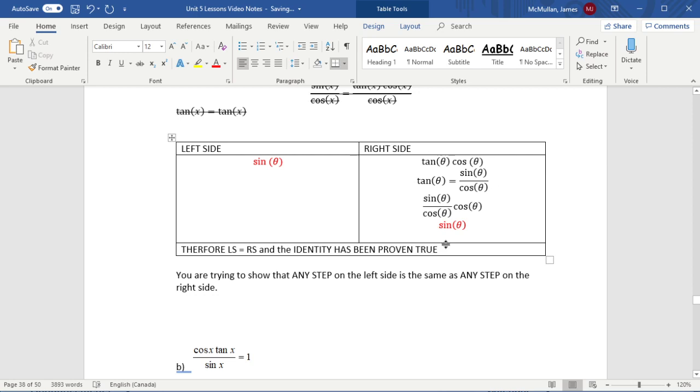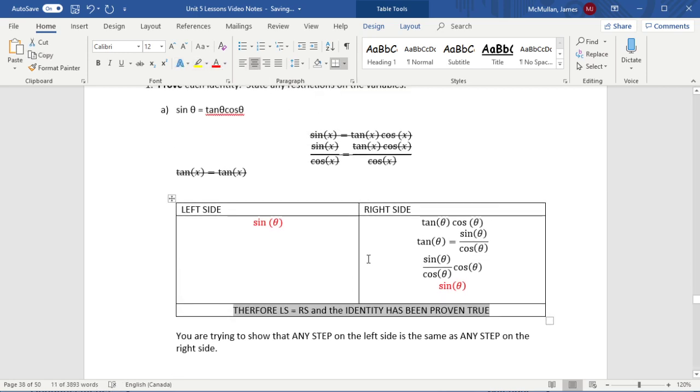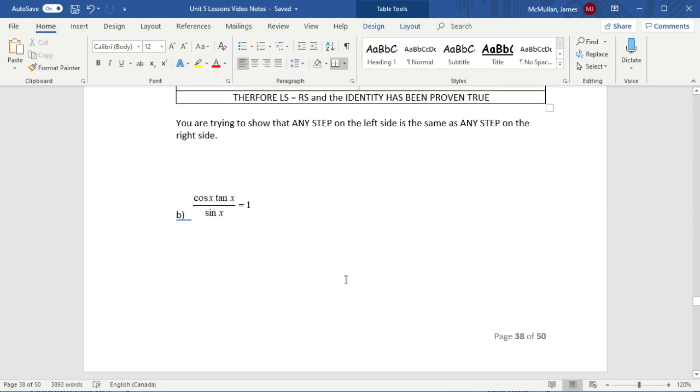Okay? Again, you can just say LS equals RS. You don't need to write that full sentence, but I'm just going to write it in the notes. So that's how you do an identity. You make substitutions and changes and factor and cancel and do all your skills of algebra to try to show that one step from this side is the same as a step from that side.